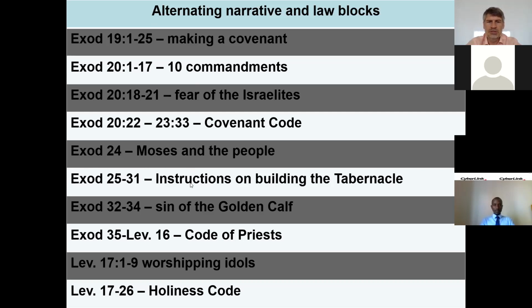And here we have instructions on building the tabernacle. After that, we have a story about the sin of the golden calf. And again, we have the code of priests. And again, we have some story about worshiping idols. And again, we have the holiness code. So do you see, the narrative and the legislation are intertwined with each other.